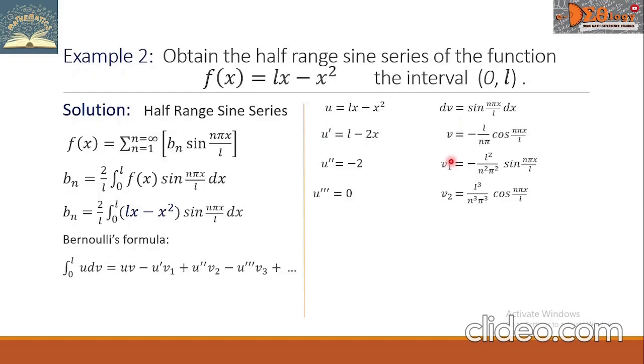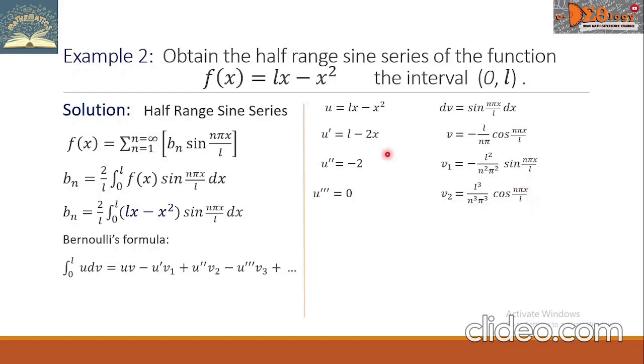For the dv, we will integrate. Integral of dv is equal to v equals integral of sine n pi x over L dx is now negative L over n pi times cosine n pi x over L. Then the integral of v is the v sub 1 equals negative L square over n square pi square times the sine n pi x over L. The integral of v sub 1 is the v sub 2 equals L cube over n cube times pi cube times the cosine n pi x over L.